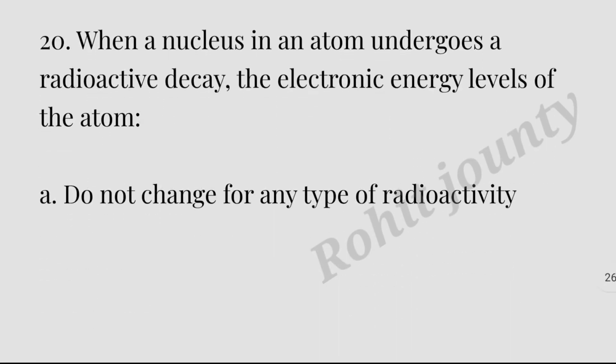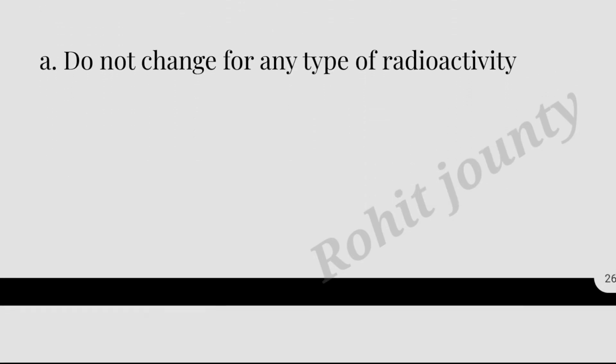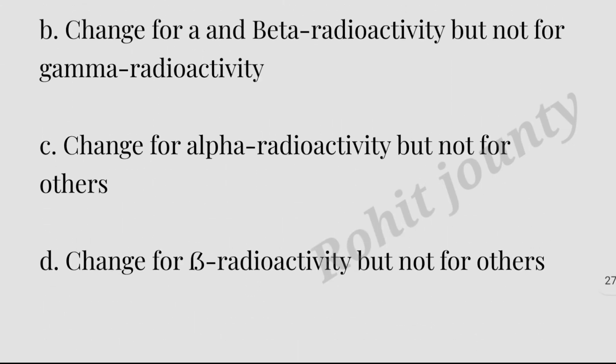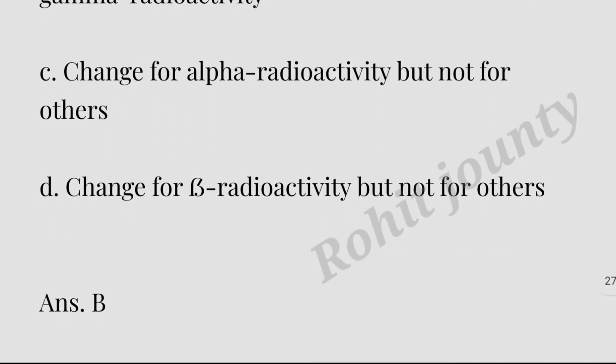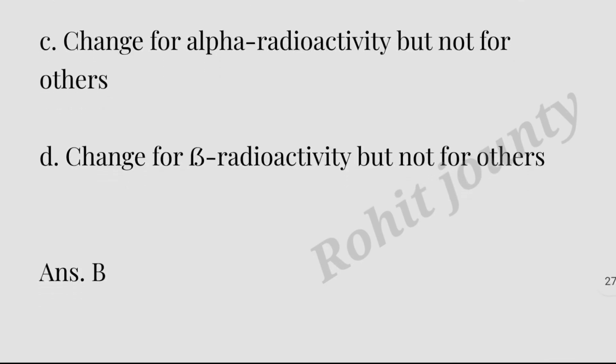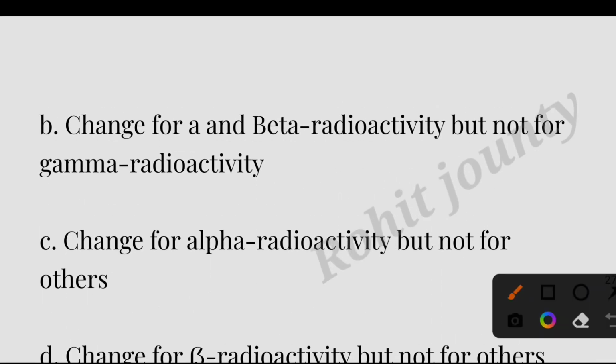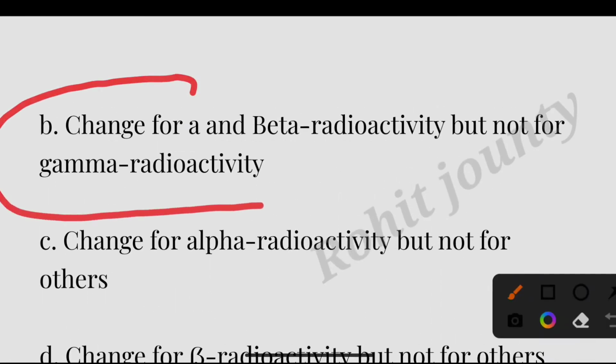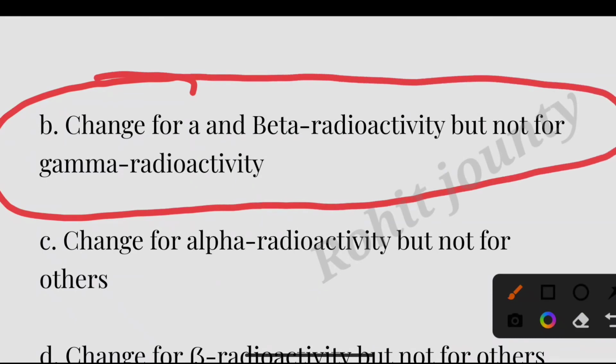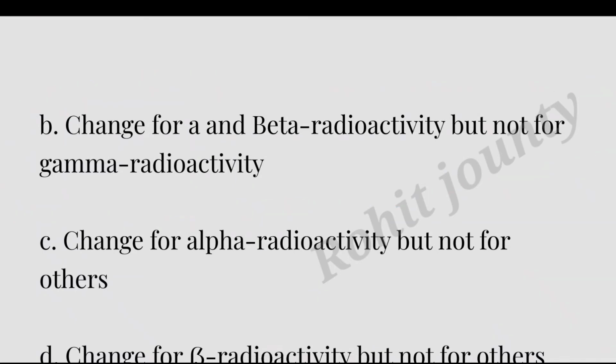Question number 20. When a nucleus in an atom undergoes a radioactive decay, the electronic energy level of the atom, option A do not change for any type of radioactivity, option B change for alpha and beta radioactivity but not for gamma radioactivity, option C change for alpha radioactivity but not for others, option D change for beta radioactivity but not for others. The correct answer is option B change for alpha and beta radioactivity but not for gamma radioactivity.